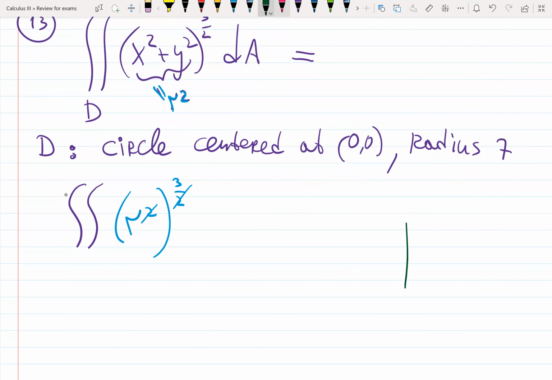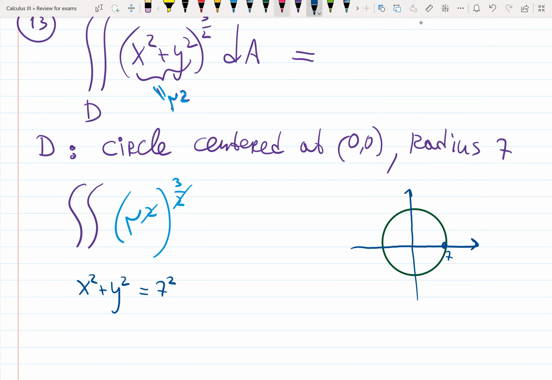Now let's draw the picture. I should make it pretty. A nice picture of this circle. Here it is, centered at 0, 0, radius 7. What is the formula for that circle? Well, it is x squared plus... How will you describe it in terms of the radius and theta?